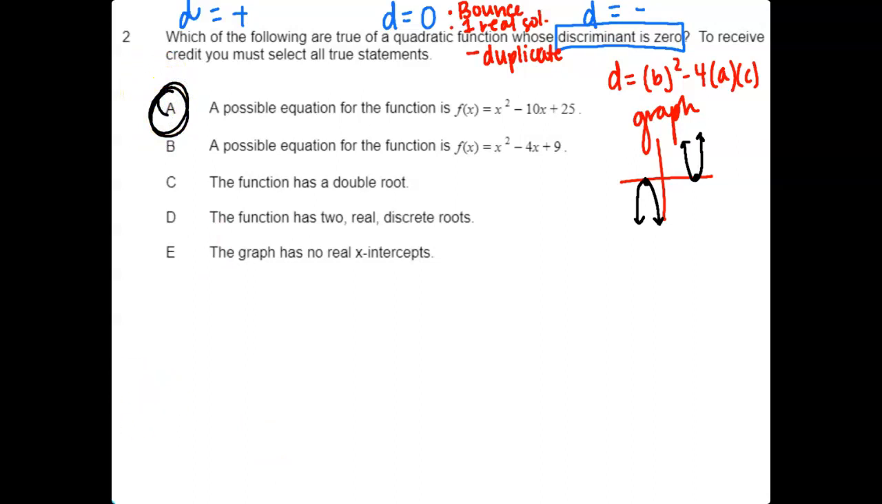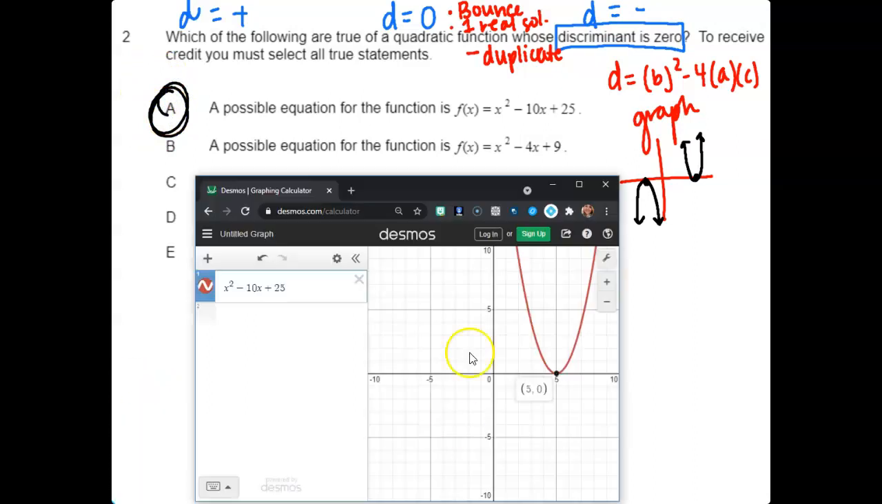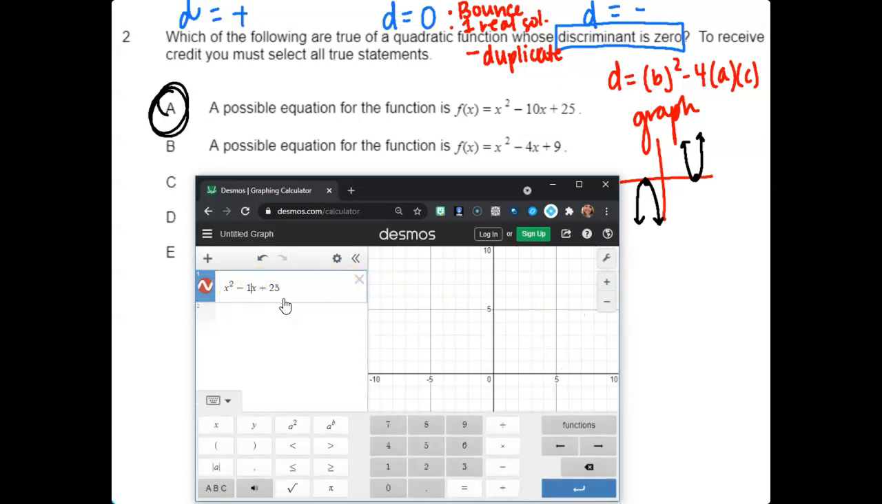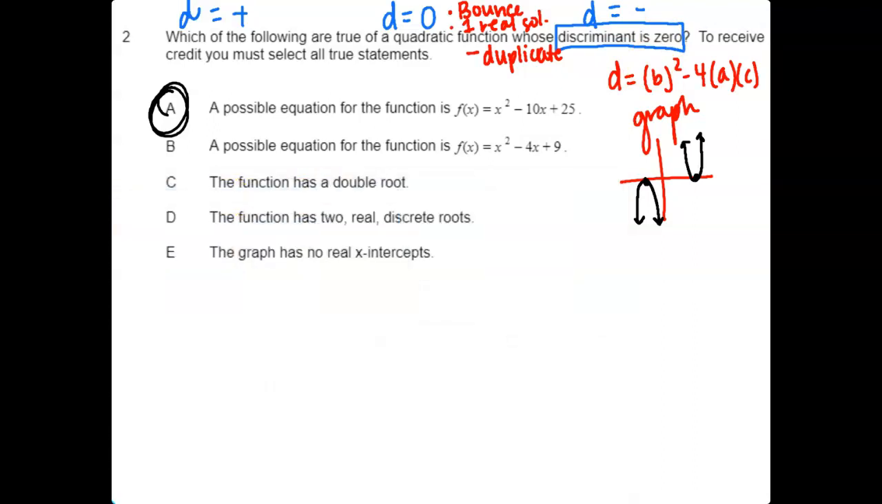All right, and then let's do the other one. So -4 and then 9. Now see how this one doesn't touch the x-axis whatsoever? So this can't be the graph for a discriminant that's 0. This would be a graph for a discriminant that is a negative number, but not one that's 0. So that means we know that B cannot be an answer.